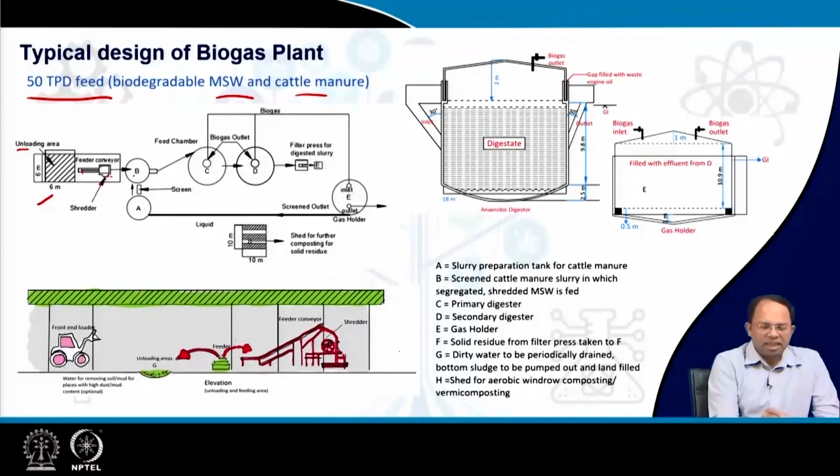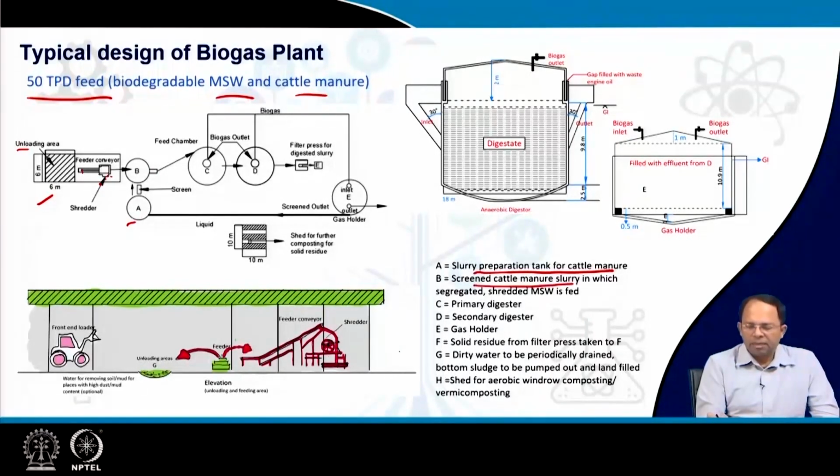Once the waste gets shredded, it goes into these two chambers. This is the slurry preparation tank for cattle manure, A, and B is the screen cattle manure slurry in which segregated shredded MSW is fed. So first water and cattle manure are taken in, and then it is mixed with shredded waste, and then finally it goes into the digester.